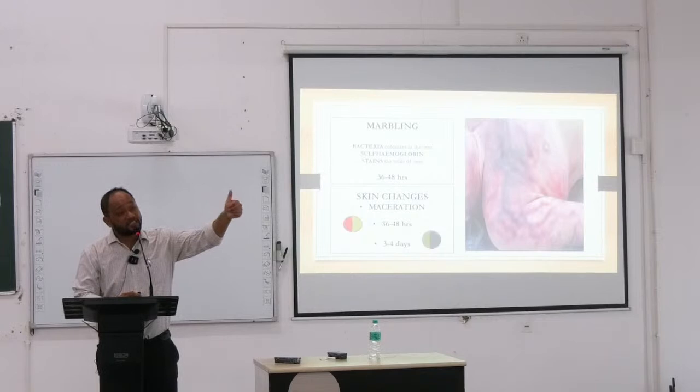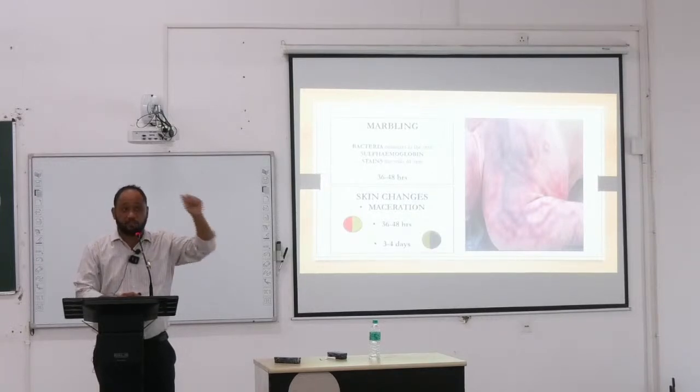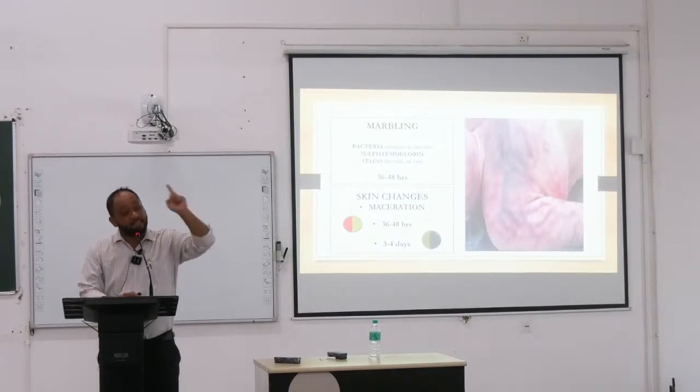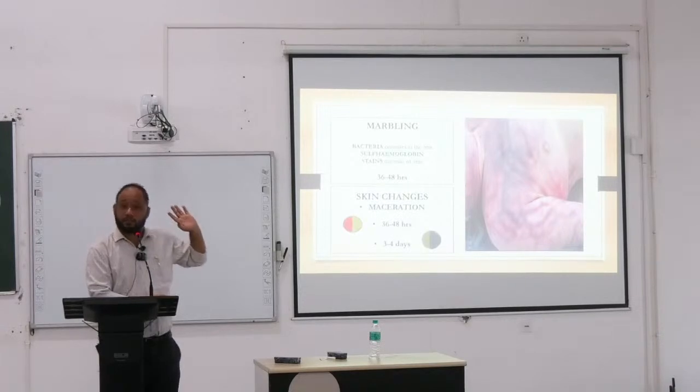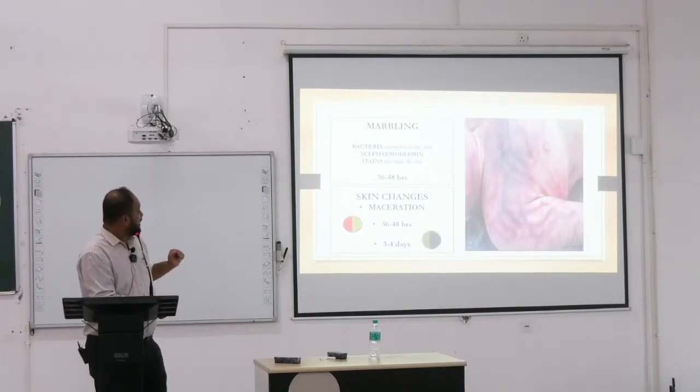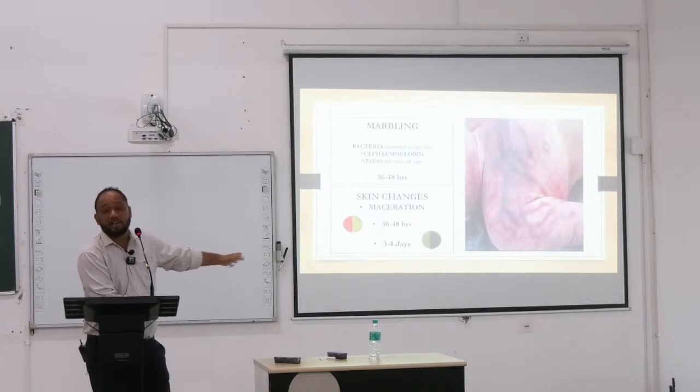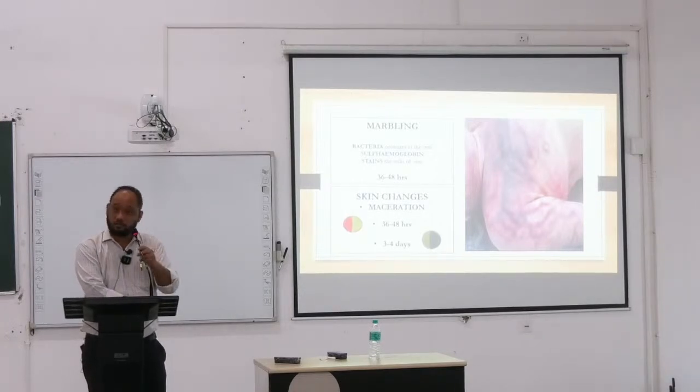One is greenish discoloration of decomposition. First is greenish discoloration, second is marbling. When is marbling happening? 36 to 48 hours. Okay? Now skin changes, maceration comes later. From 36 to 48 hours we will have greenish bluish. Then in 3 to 4 days we will have greenish blackish. Okay?